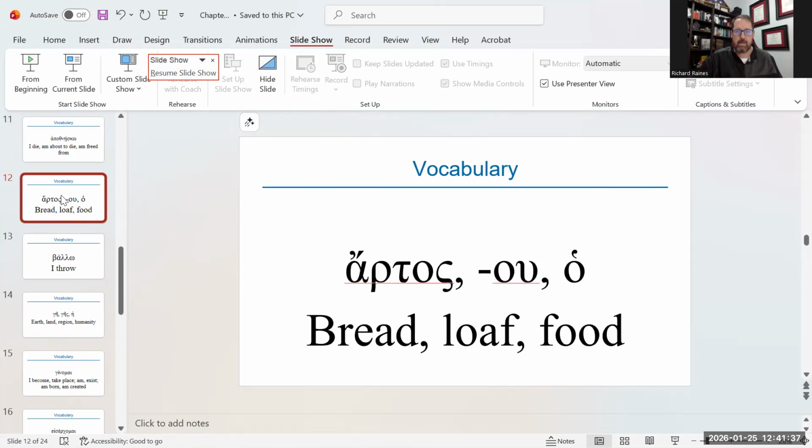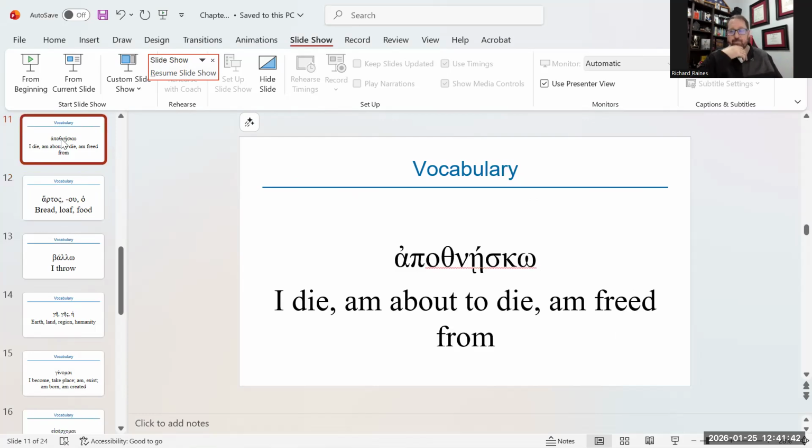Artos means bread, loaf, or food. Again, just to remind you that if you see this word, apothnesco, on a vocabulary quiz, and you certainly will, you absolutely will see it on a vocabulary quiz. Pick a translation. I don't want to see all of this on a quiz answer. So just pick a translation. I die, or I'm about to die, or I'm freed from. Any of those is fine. You don't have to put all of them. Just put the one that is the easiest for you to remember.